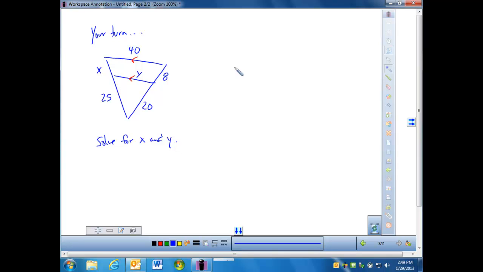Hopefully this is the proportion you started with: x over 25 equals 8 over 20. Remember, those are the fractions that I see right away. I see them right on top of each other there, the x and the 25 and the 8 and the 20. Cross multiply, solve that, and you get x equals 10. Now, here's where the problem gets tricky. When people do this, they want to write something like x over 25 equals 40 over y. You can't do that. The 40 and the y don't have anything to do with that theorem anymore.